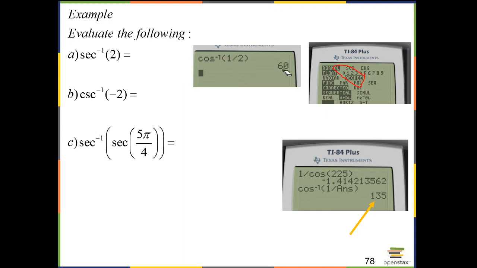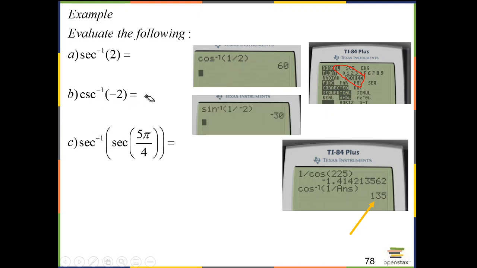Put it in degrees so you see what the angle is, and then you can convert it to radians if you have to. But in degrees, it gives you a better, more intuitive understanding of what's going on. What about cosecant inverse of negative 2? We do sine inverse of 1 over negative 2, or negative 1 over 2, the same thing. Get negative 30.